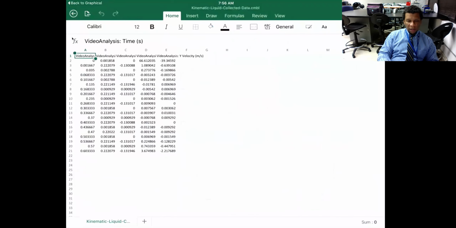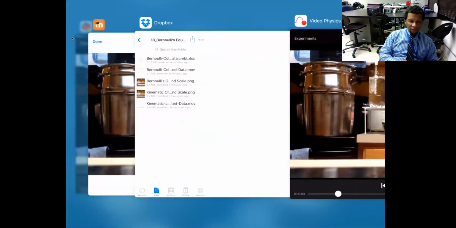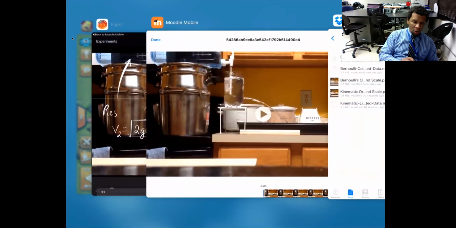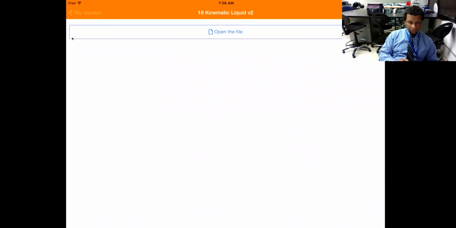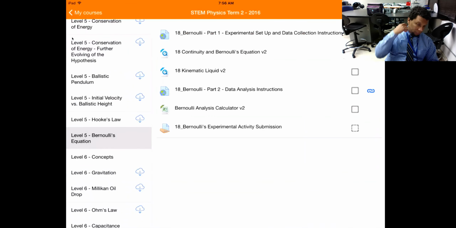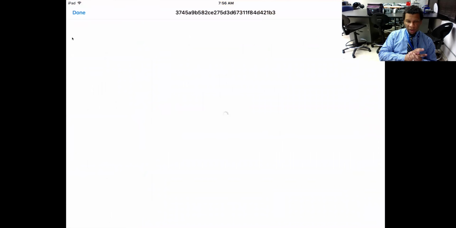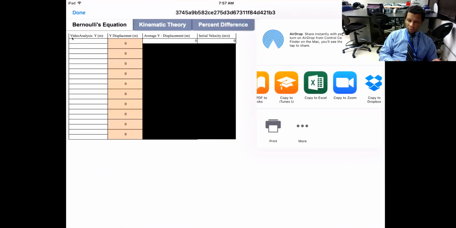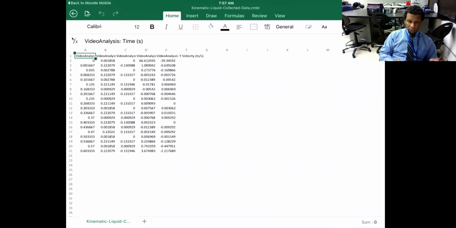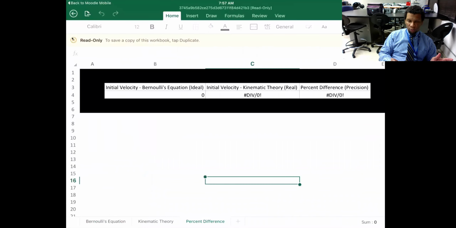And now we need our calculator. So our calculator is going to help us determine what portions of this data set we need. Let's go ahead and get our calculator. I'm going to go ahead and open the file. And here's our calculator. Let's take this over to Microsoft Excel. And we'll just duplicate it there.